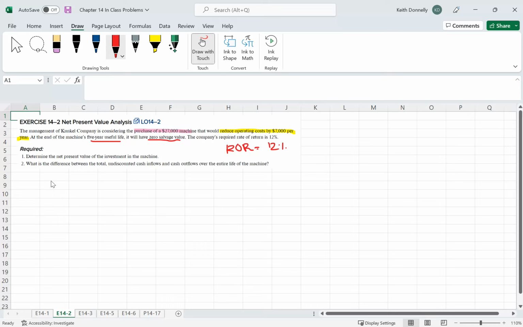Okay. What they want us to do here is determine the net present value of the investment in the machine. And then for 2, they're saying, what is the difference between the total undiscounted cash inflows and the cash outflows over the entire life of the machine? Okay, so for 1, let's focus on that first.